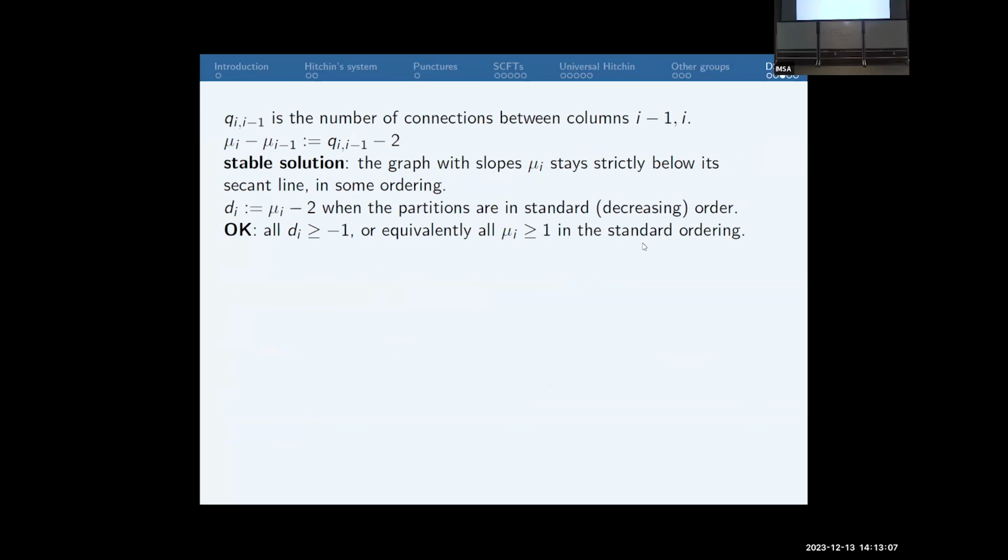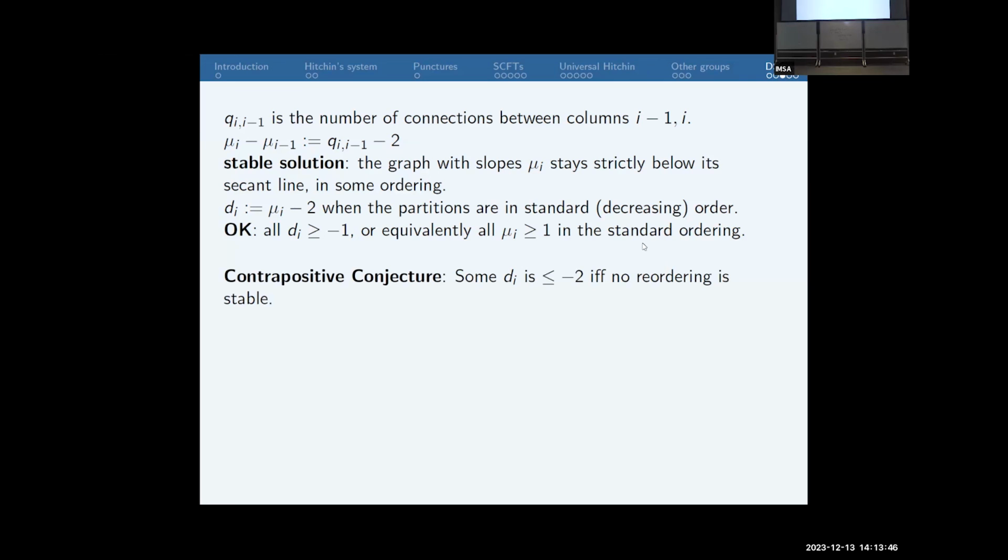Yeah, Q is the number of connections between the columns. A stable solution is when the graph of slopes stays strictly below its second line. The d_i's are just the slope minus 2, when partitions are in the standard decreasing order. The OK condition is that all the d_i's are greater than or equal to minus 1, or equivalently that the slopes are bigger than or equal to 1.